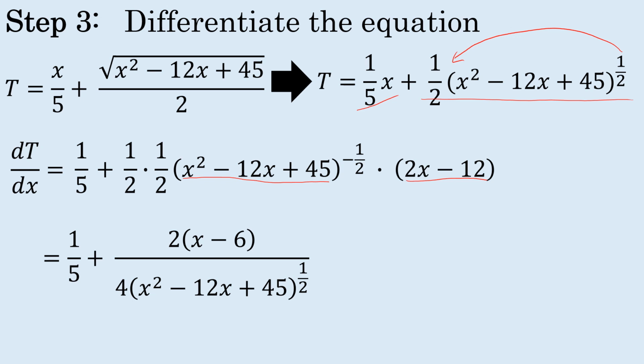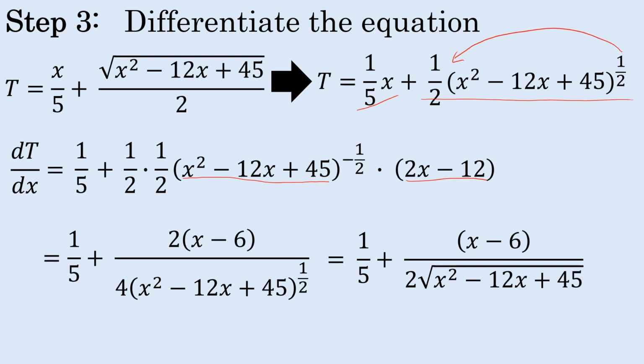1/2 times 1/2 is 1/4. I have that 1/4. I have the 4 in the denominator. 2x minus 12 I've written in the numerator, factored a 2 out to the front. And the quantity to the negative 1/2 I've rewritten as a quantity to the 1/2 in the denominator. One last thing to simplify this. 2 over 4 in lowest terms is 1/2.